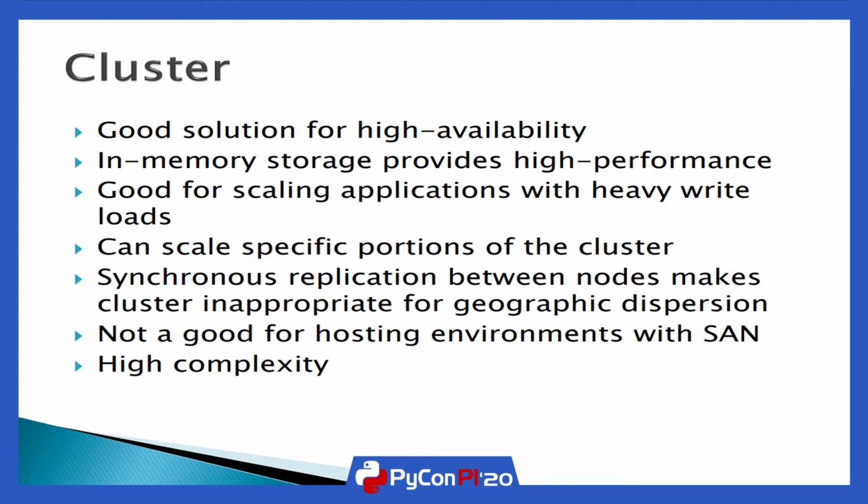Now, synchronous replication between nodes makes cluster inappropriate for geographical dispersion. I have read the whole line because it makes more sense when somebody reads it, believe me. So what happens is that when your nodes are geographically located in different parts, synchronization or replication can be a problem when it comes to cluster. There can be network problems, there can be many things in the environment that contribute to the replication. So you have to make sure that you have dedicated lines for that.